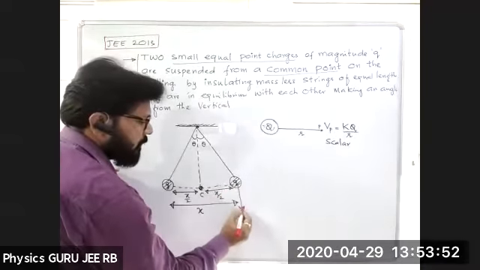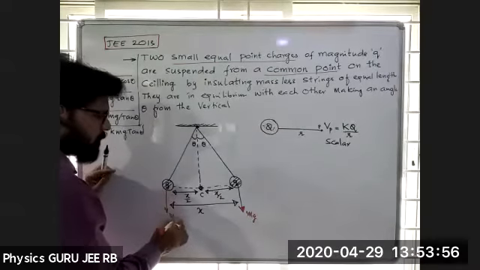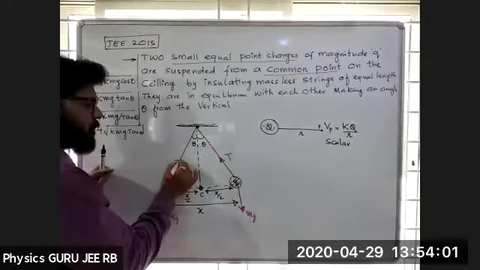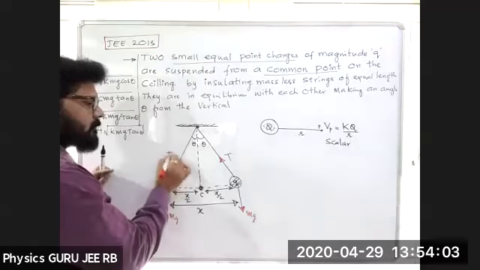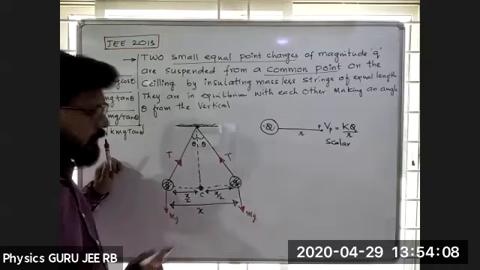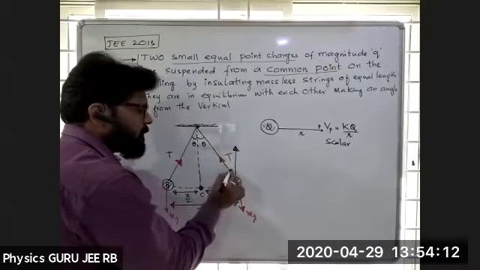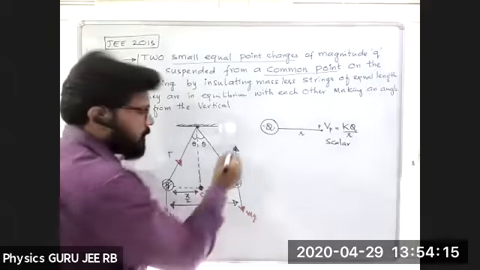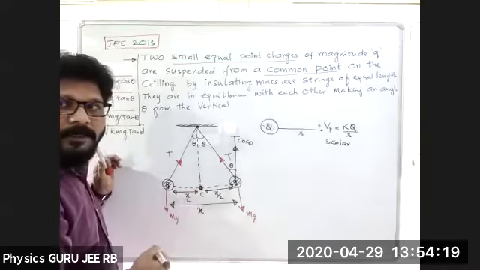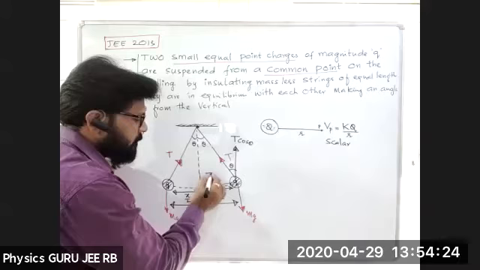Now at this particular point, the weight is acting downwards, which is mg. Here also mg acts downwards. And tension acts along the string, here also. We resolve the tension into components: opposite angles are equal, this is theta, so the vertical component is T cos theta and the horizontal component is T sin theta.